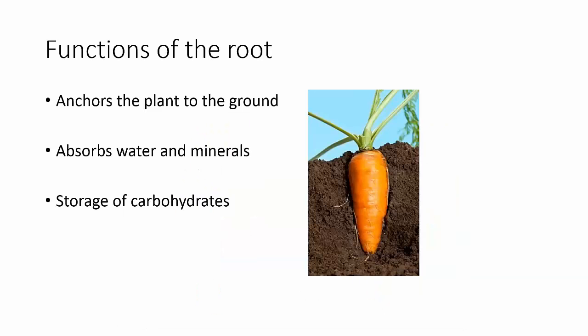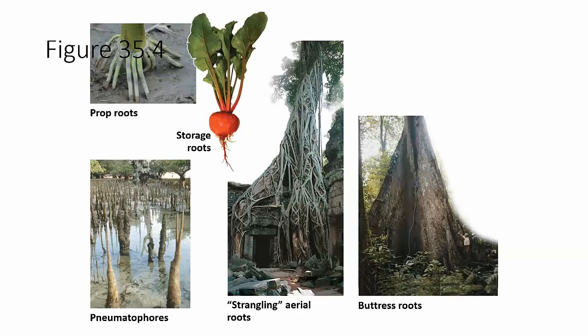The functions of a root are fairly obvious. They hold the plant to the ground, they help it to absorb water and minerals, and they store carbohydrates. Remember, carbohydrates are produced when CO2 from the atmosphere is stuck together through the process of photosynthesis. There's all kinds of types of roots, which you can learn if you take one of the plant courses on campus, but we'll just show you some examples. You don't need to memorize them.